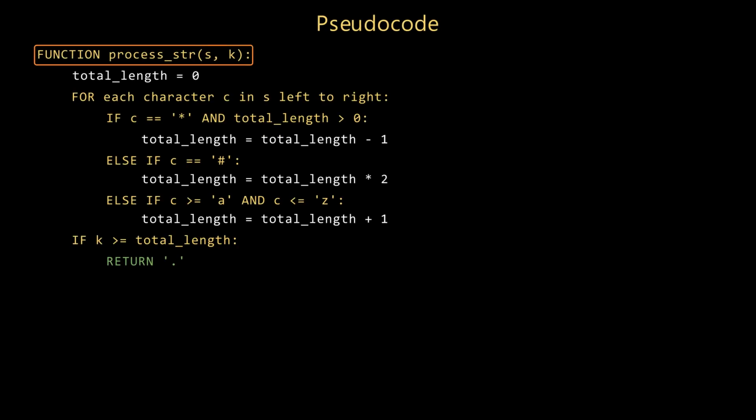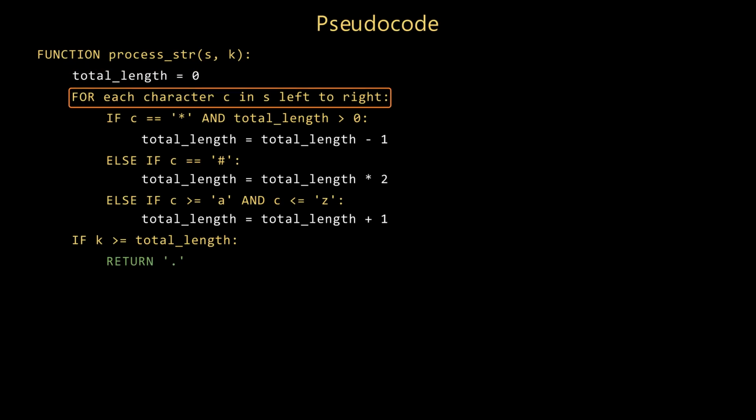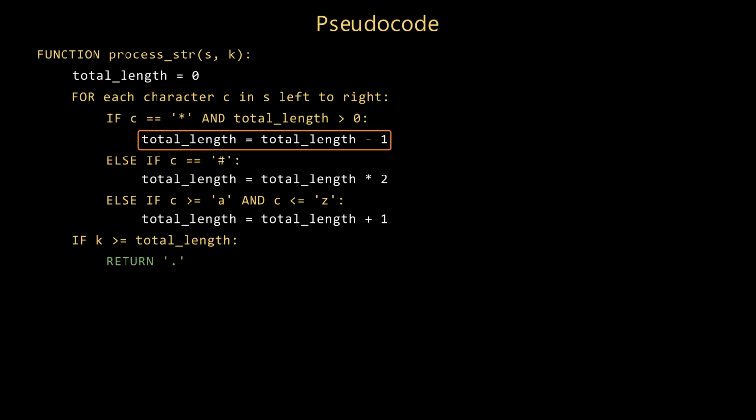Main routine process_str takes string s and 0-based index k. Start with virtual total length 0. Forward scan, walk each character left to right. Star delete only applies when the virtual string is non-empty. Shrink total length by 1 to undo a forward backspace.